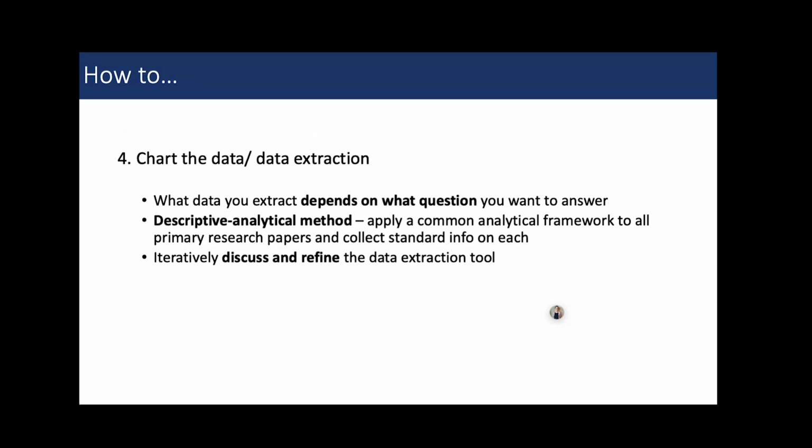Next. Then charting the data is like the data extraction of a systematic review, and what data you're extracting really depends on what question you're trying to answer. So you apply a common analytical framework to all of the primary research papers, and you extract the same data from each one of them. But what that data is can be refined as you go, and you realize that there's something coming up that is quite important and that you should have extracted from all the papers. Next.